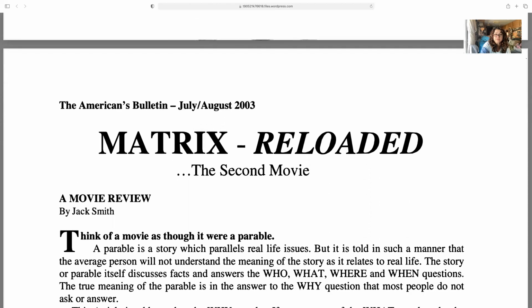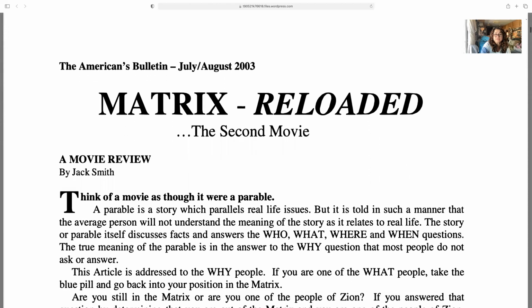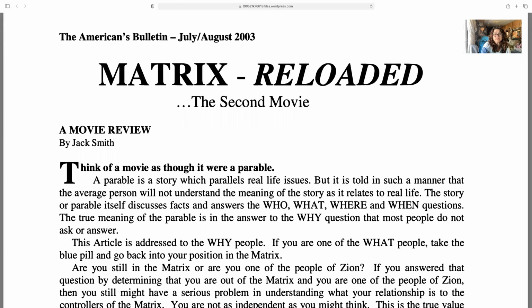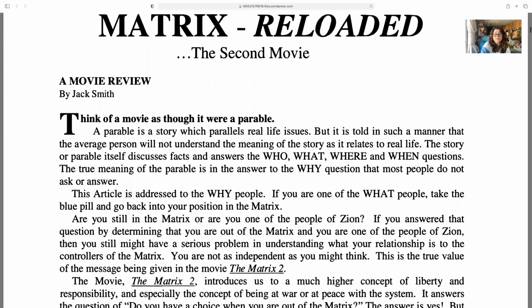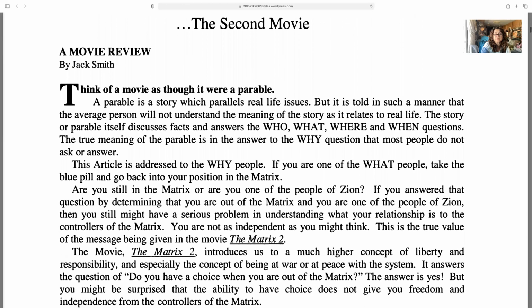Okay, the Americas Bulletin, July, August 2003, Matrix Reloaded, the second movie. A movie review by Jack Smith. Think of a movie as though it were a parable. A parable is a story which parallels real life issues, but it is told in such a manner that the average person will not understand the meaning of the story as it relates to real life.